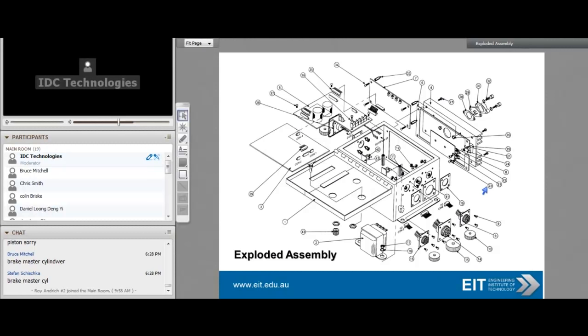And you'll notice we've also got item numbers on here. What is the purpose of those item numbers? Why do we have item numbers on an exploded assembly? Yep, you guys are definitely awake. It's to identify the parts, so we can go back and refer to the actual manufacturing drawing.